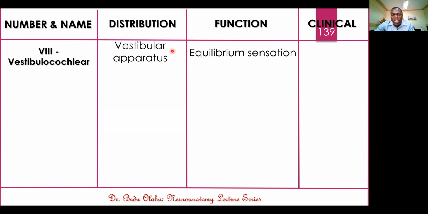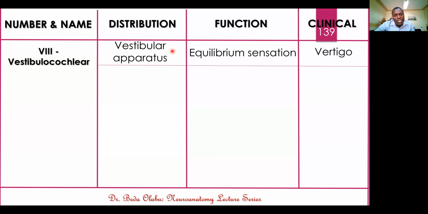The same sensation that you feel, you remember when you're young and you would just rotate, then you stop suddenly. Then now you feel that the earth is now rotating around you. That is what we call vertigo. That's what a patient with vestibular apparatus injury might feel.